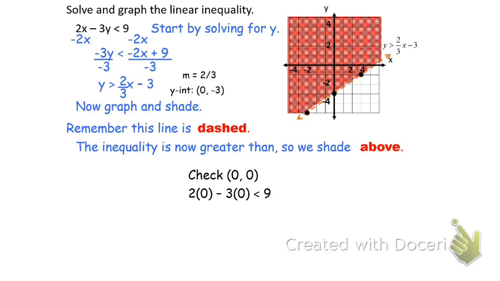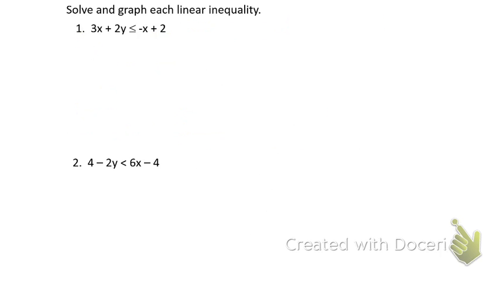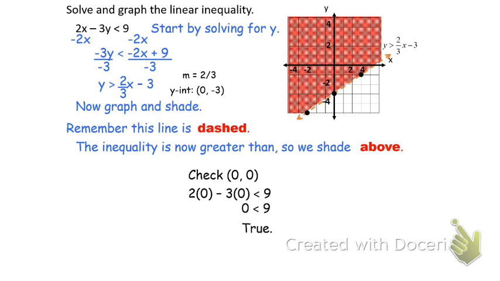2 times 0 is 0. 3 times 0 is 0. I get 0 minus 0, which is 0, is less than 9. 0 is less than 9, which means that's a true statement, which means 0, 0 should be shaded. And if we look at our problem, that's what we did. We shaded the half that had 0, 0.